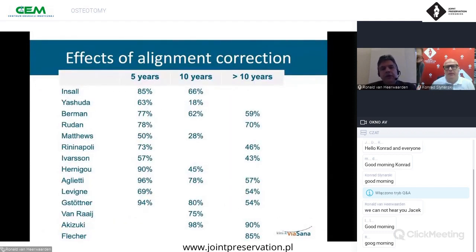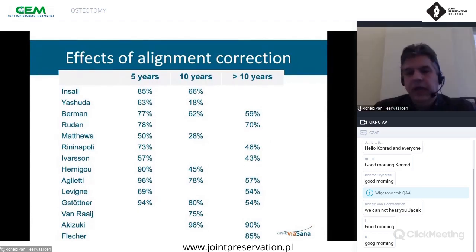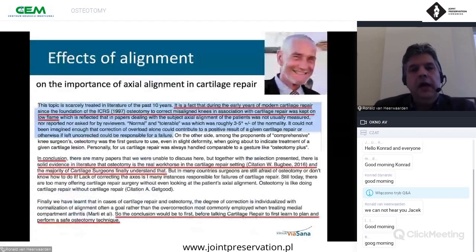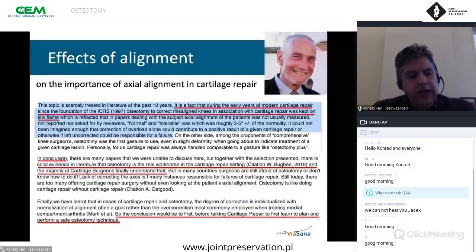The effects of alignment correction are quite clear, and every other day new studies are published. This is just an overview of some of the studies. Akisuki presents 10 years and more than 10 years results with very good outcome. Some surgeons found out, and Rodi Jacob is a very important pioneer in cartilage surgery, that you can concentrate on cartilage reconstructive procedures, but alignment will win. The bone will win.